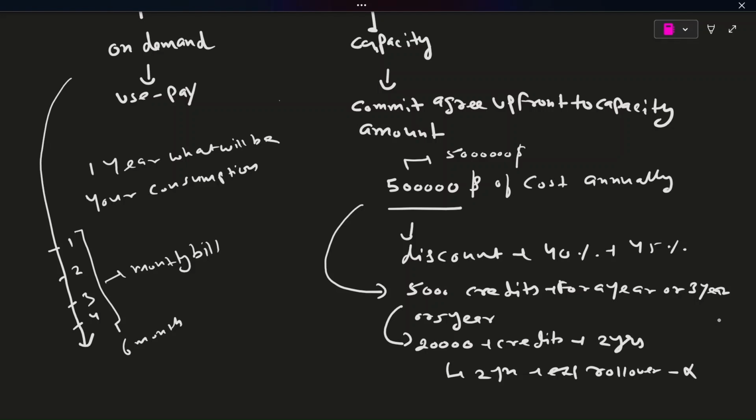These two things are important because they will decide what your cost to the project will be. So as I said, start with on demand, and then gradually, when you have an idea about your monthly consumption, you can move to capacity base, with the long term upfront commitment with Snowflake.